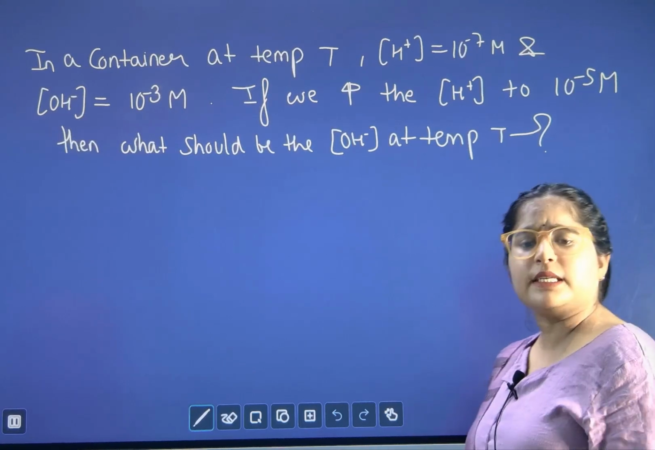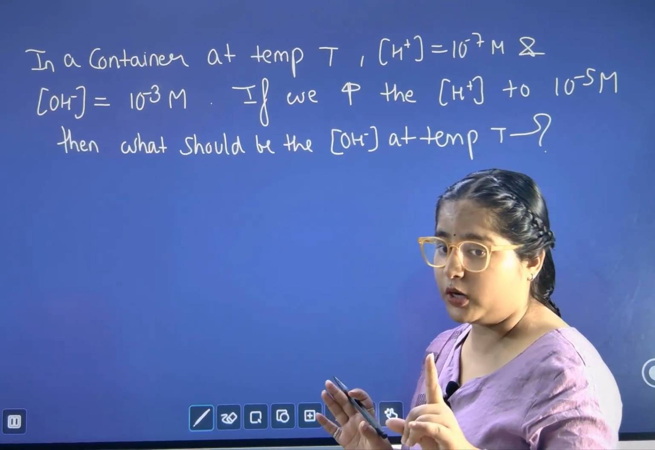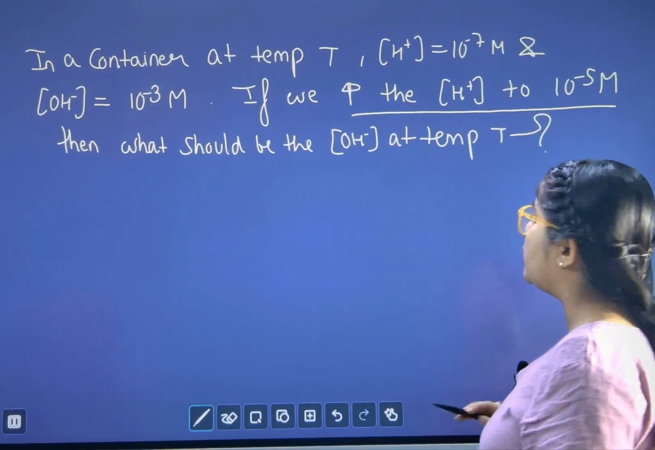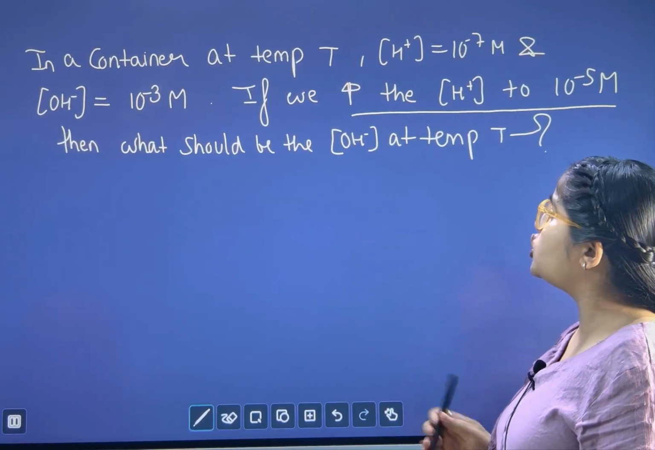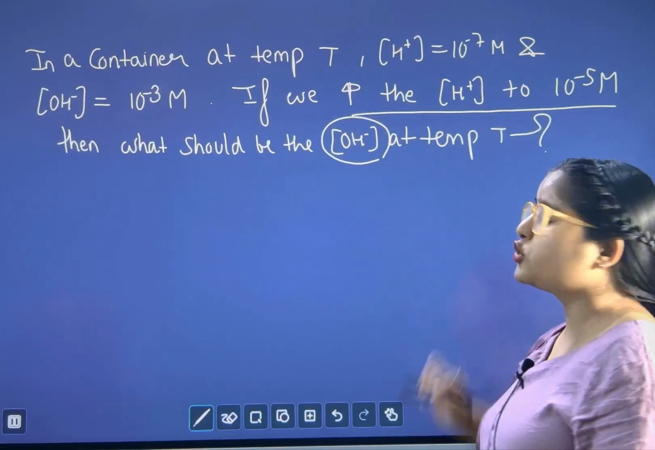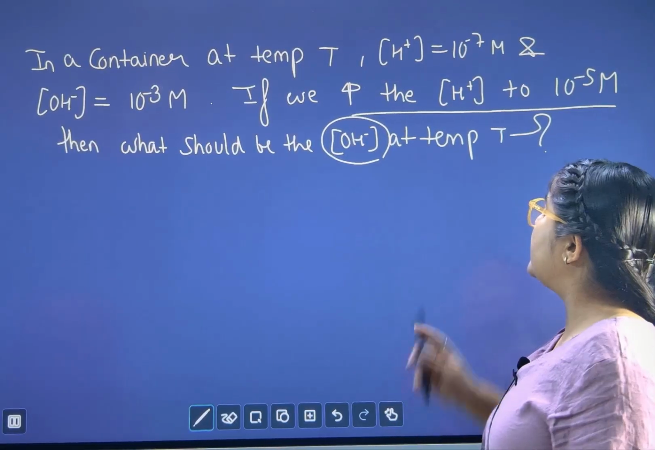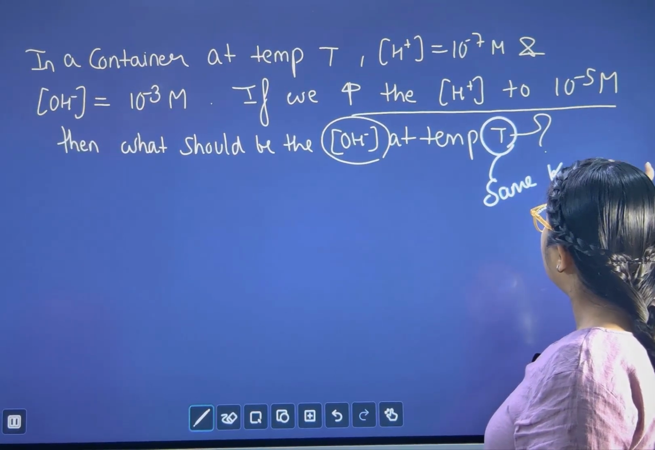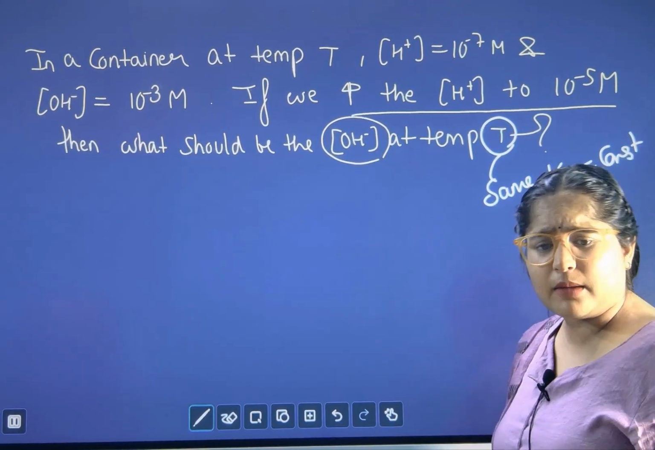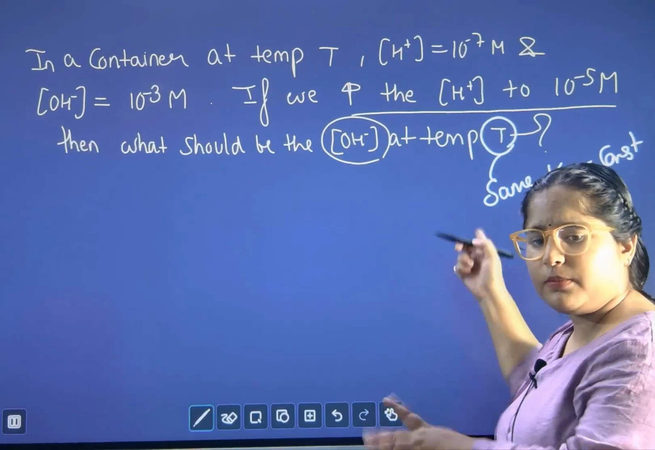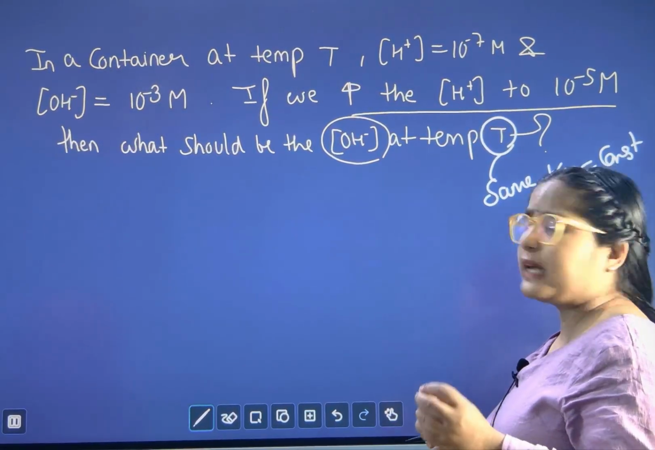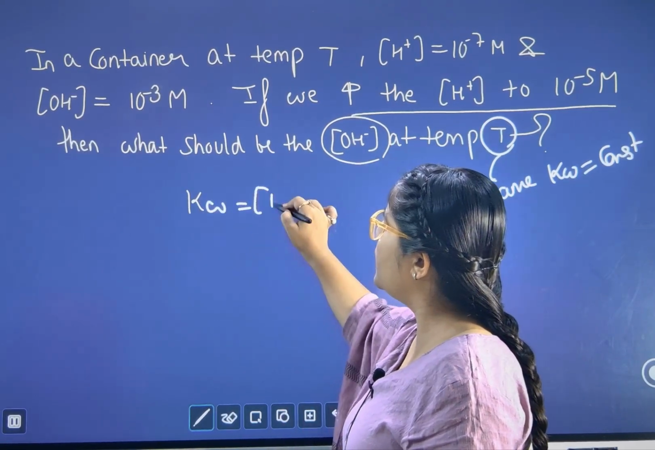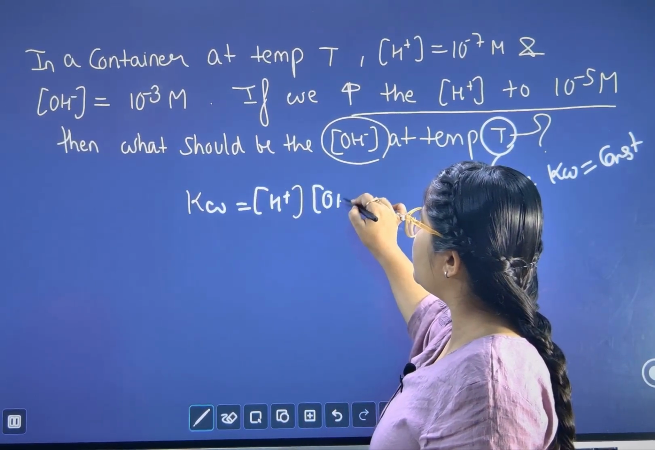Okay, so if H ion and OH ion are different, then surely they are not talking about water, right? Okay, if we increase the H ion, so H ion is increased to 10 to the power minus 5, then what should be the OH minus ion at a temperature T? So temperature is the same, which means from here I can say the Kw will be constant. So whatever is the Kw for that case, the same Kw will be for this case also, right? Okay, so can I find out Kw? So how will you calculate Kw? Kw is equal to H ion into OH minus ion.